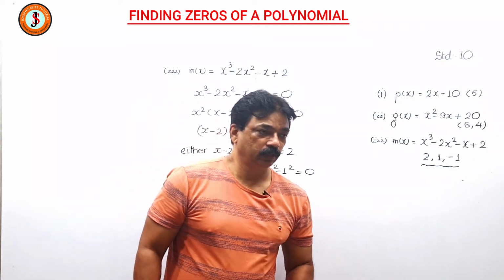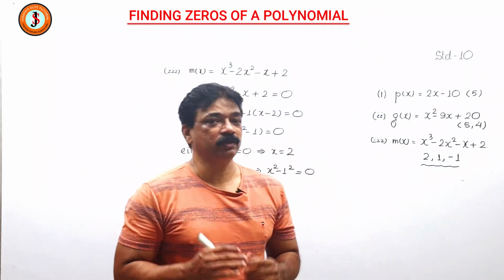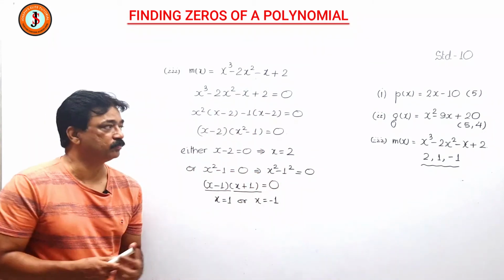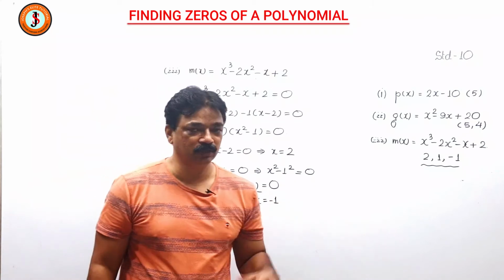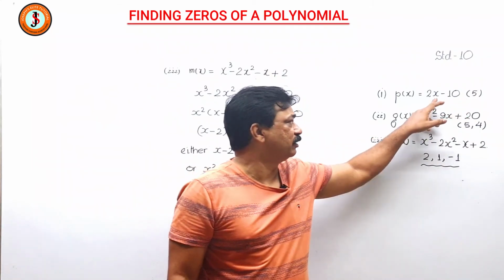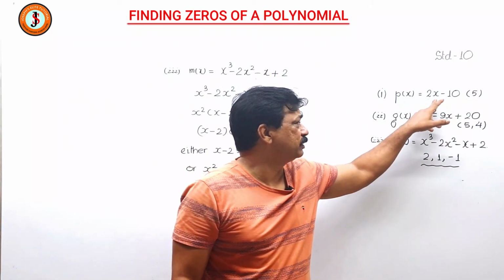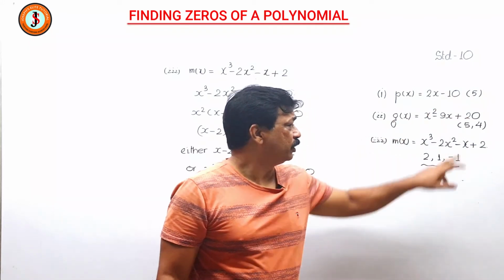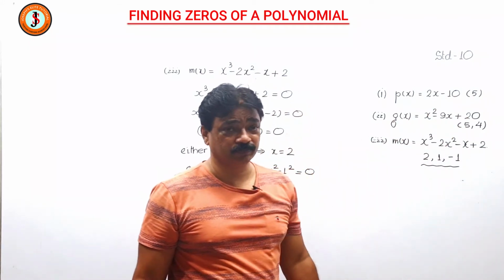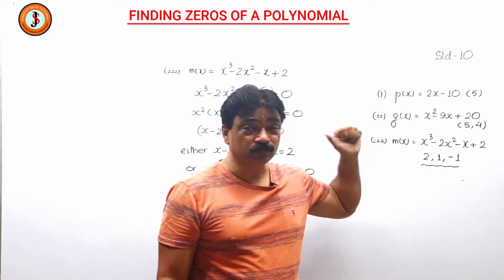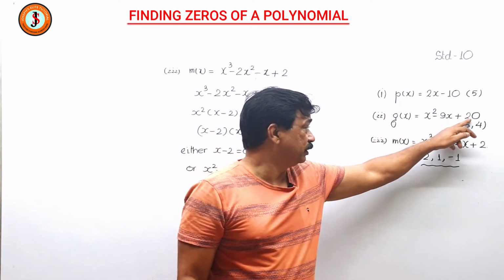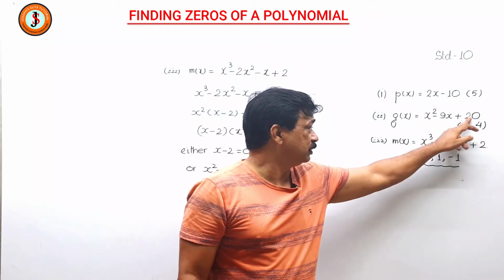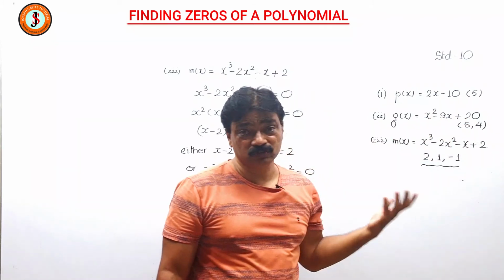Alright. Now a few more important things you have to understand through these sums. Number one is what is the meaning of 0? See, you place 5 over there, then this becomes 0. 2 5s are 10, plus 10 and minus 10, 0. You place 5 over here. 5 square is how much? 25. 9 5s are 45, and this is 20. So 25 plus 20 is 45, minus 45 is 0.